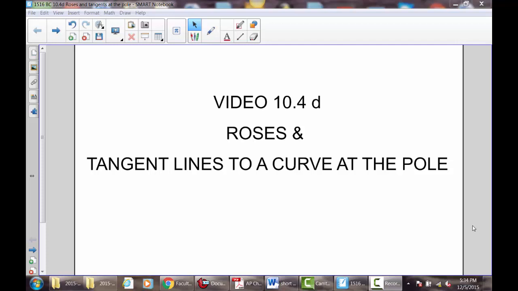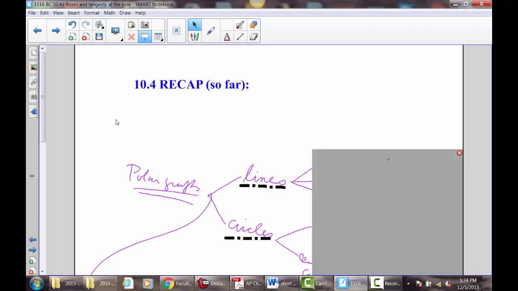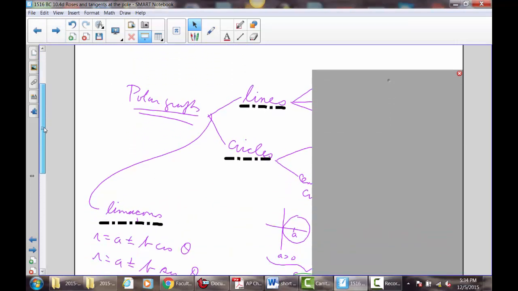Hi, welcome to video 10.4D, roses and tangent lines to a curve at the pole. This second part is going to be important when we get to area, which is 10.5. So, a recap so far of the polar graphs we've seen already.